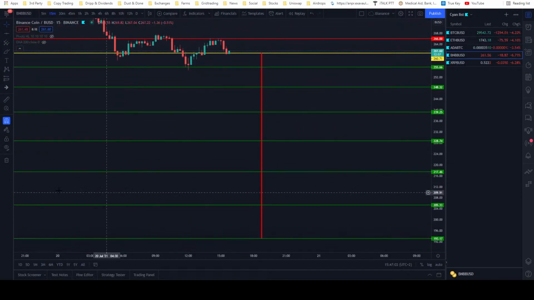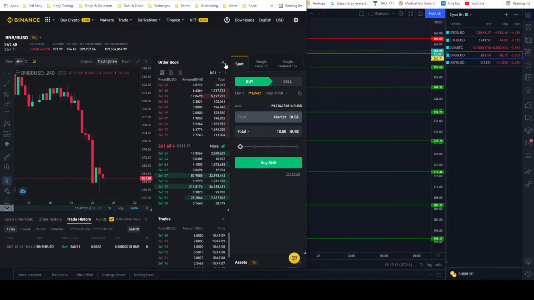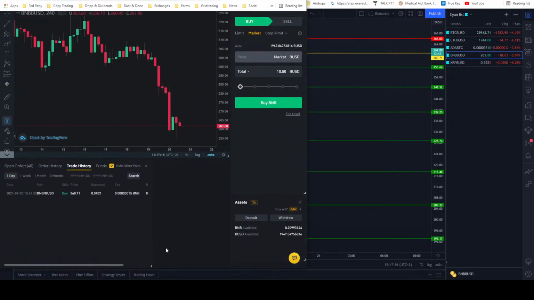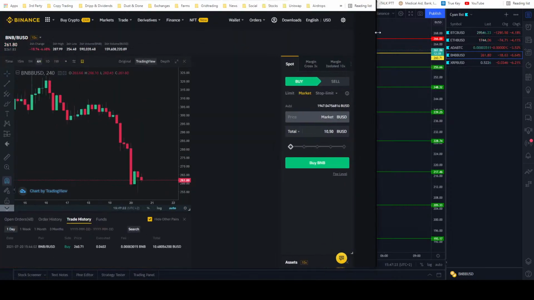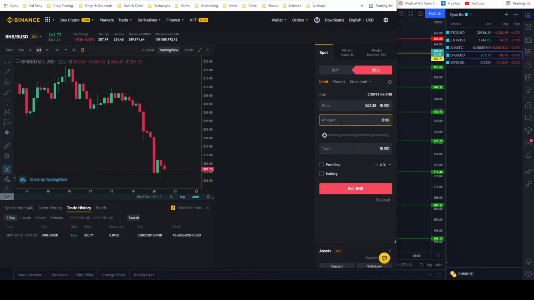See, we've got our orders in, and now all we can do is add the Binance chart again. Let's take this away. We'll make it a little bit bigger so we can put in our entry points. We're going to do our sell limit order first, and that's going to be on an amount of 266.00, and we're going to sell $10 worth there. Put in the sell order.